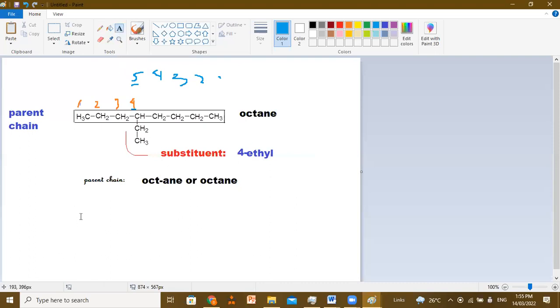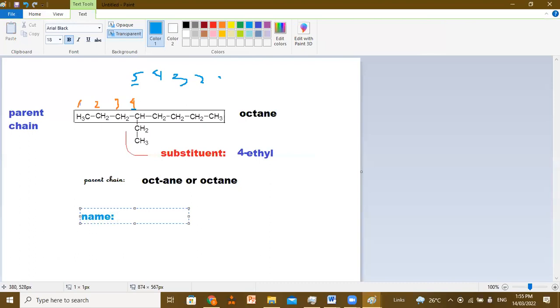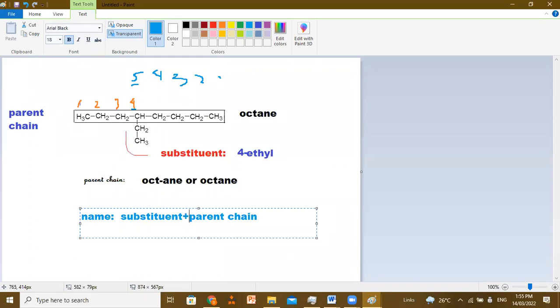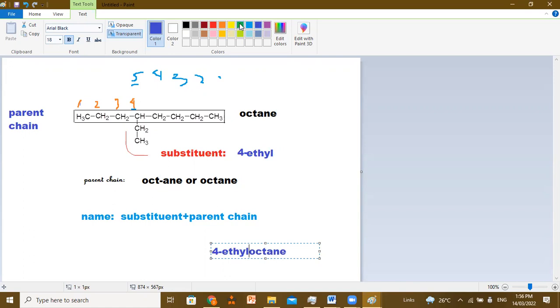Now, how do we do the complete name? For the name, we will have the parent chain, and before the parent chain we actually have our substituent. Our parent chain is octane, right? So before the parent chain octane is our substituent, just like how you name your first name and last name. Even if you alphabetize, you always start with the last name, and then the first name. But when we do organic compounds or hydrocarbons, our last name will always be the parent chain. Our substituent is like our first name. So our name is 4-ethyloctane, written continuously. That will be the name of our organic compound.